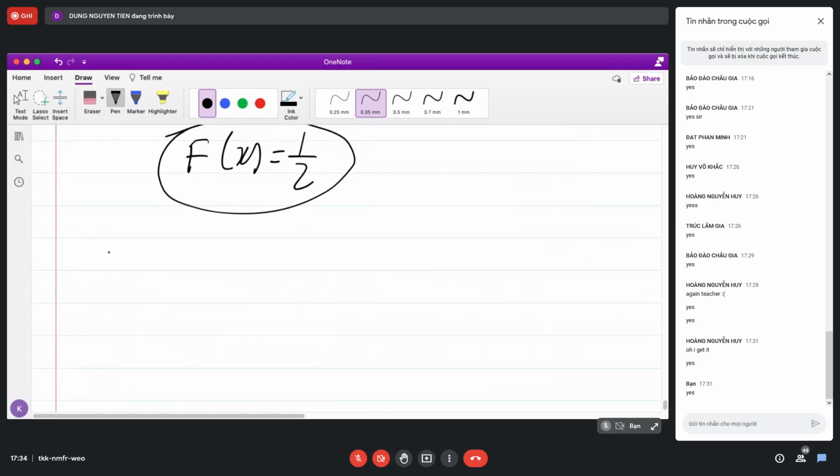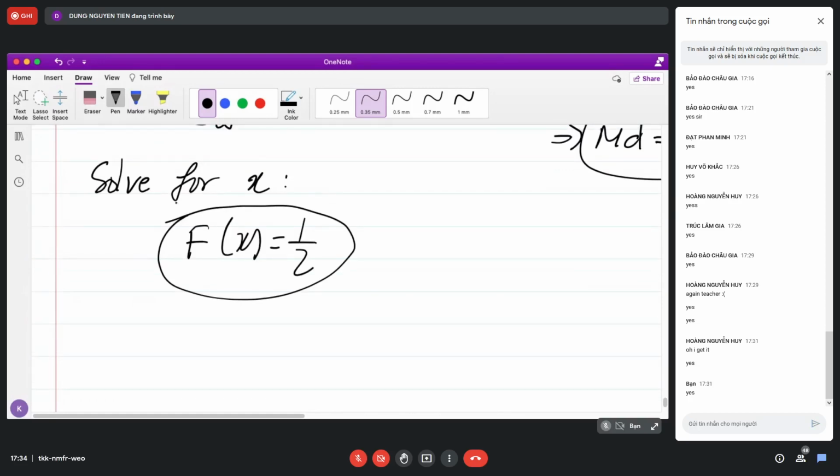For a continuous distribution, we need to solve for x such that F of x is 1/2. This is what you need to do.